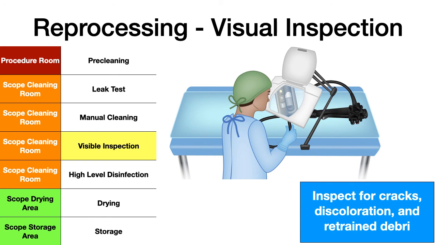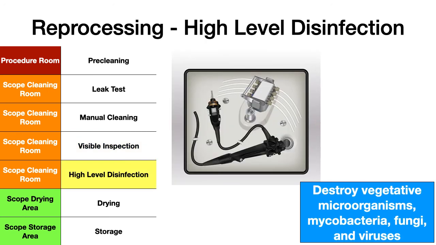So here the scope looks good. We take it to the high-level disinfection, which destroys vegetative microorganisms, mycobacteria, fungi, and viruses. And by going through a good high-level disinfection after pre-cleaning, leak test, manual cleaning, and visual inspection, you can really assure your patients that your scopes have gone through a thorough reprocessing.